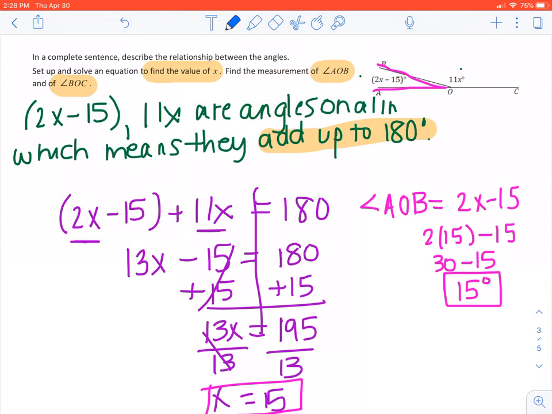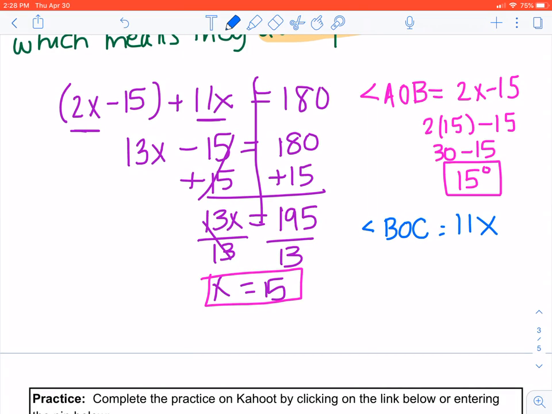Now, the other angle they want us to find is BOC. So if I trace BOC, I'm talking about this angle right here, which is 11x. And I'm going to do the same thing. I'm going to replace x with 15. And then I'm going to multiply those together in the calculator. So 11 times 15 gives us 165.